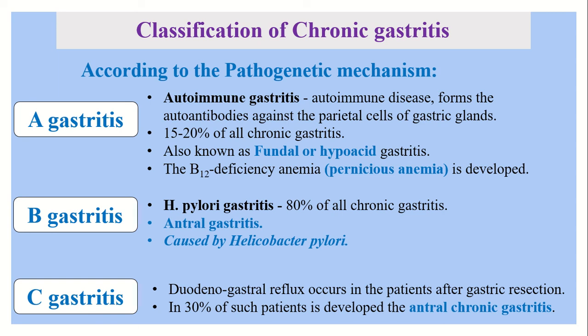And B12 deficiency anemia develops here, which we call pernicious anemia, from the deficiency of the intrinsic factor of Castle. B gastritis is Helicobacter pylori gastritis, 80% of all chronic gastritis, mainly localized in the antrum of the stomach and caused by Helicobacter pylori. C gastritis is duodenogastric reflux that occurs in patients after gastric resection. In 30% of such patients, antral chronic gastritis develops.